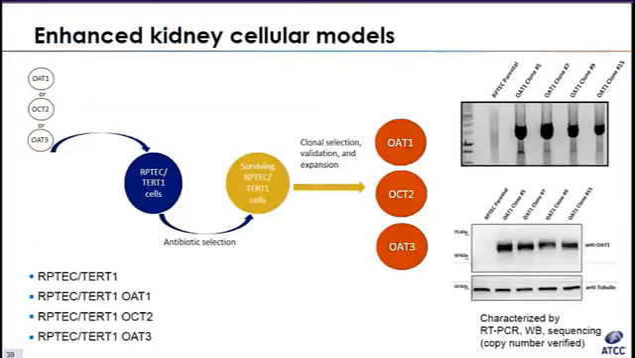Organic anion and cation transport function is lost in primary RPTEC cells in culture. This transport function is vital in kidney metabolism. So ATCC created enhanced models for kidney research. We took our hTERT immortalized RPTEC cells and stably transfected them to express either OAT1, OCT2, or OAT3 transporters. The expression of these transporters was confirmed at the genomic, proteomic, and biofunctional level.